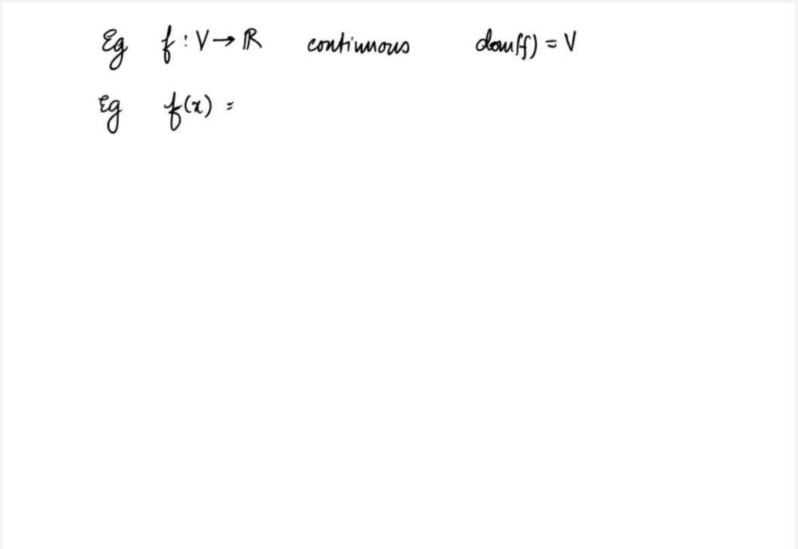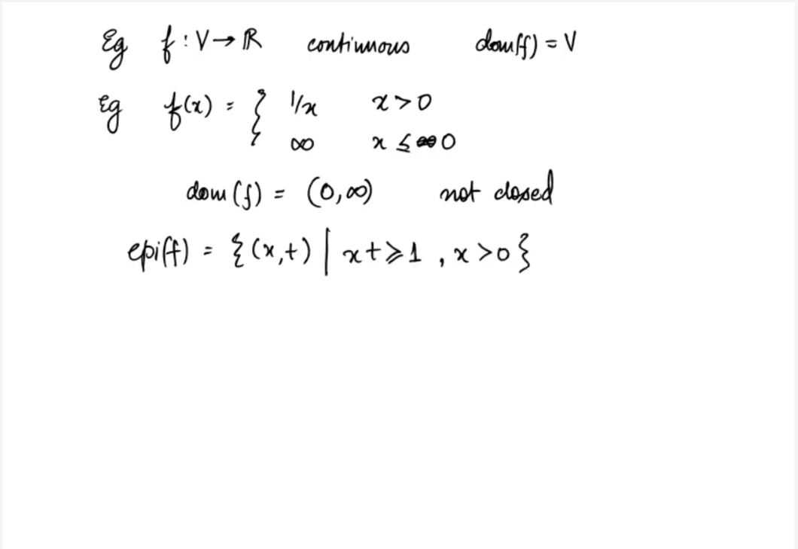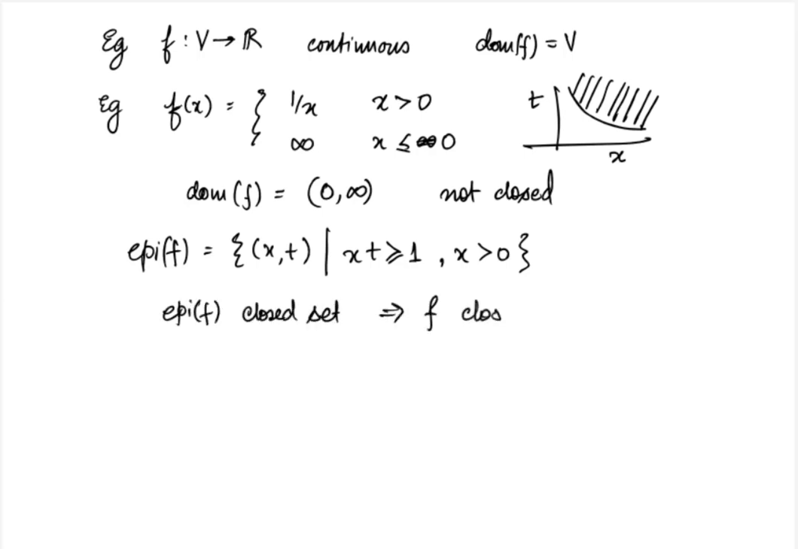Consider the function f of x defined as 1 over x for x positive real and infinity for x less than or equal to 0. With this definition, note that f is extended real valued but its domain does not include the point 0 and is therefore not closed. Therefore, let us check the original definition. The epigraph of this function is the set of all x and t such that xt is greater than or equal to 1 and x is strictly greater than 0. We can sketch this set here and see that the epigraph is the shaded region, which is closed. This implies that the extended real valued function f is closed.